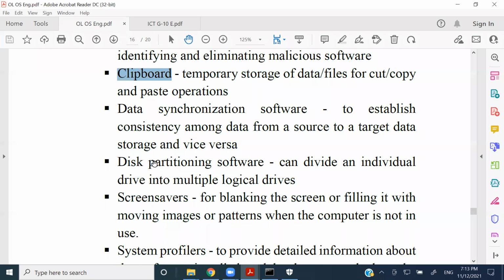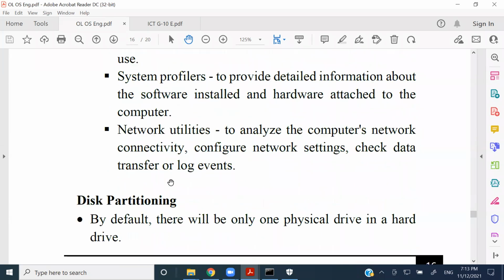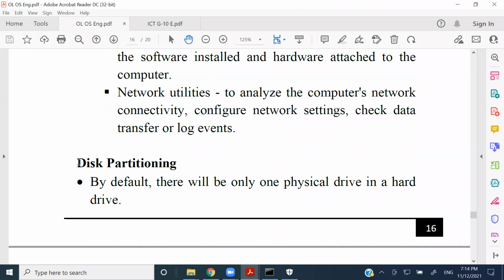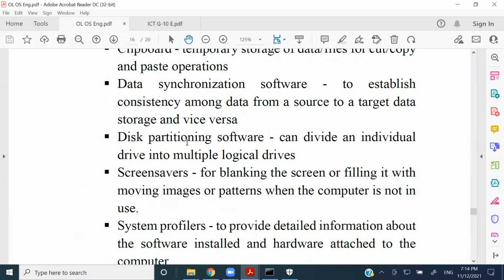About disk partitioning, we are going to talk about it in the latter part of the lesson. Because of that, I'm not going to talk about disk partitioning over here.